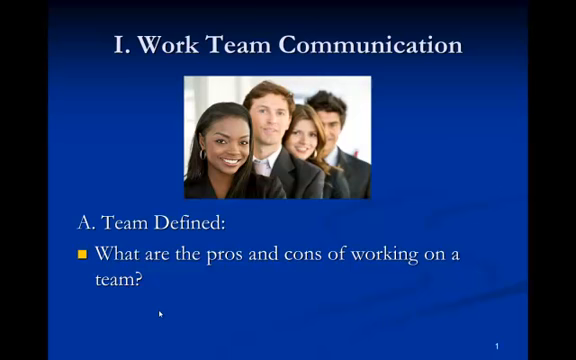Also another pro is that you can divide up the work. Instead of having to pass out 100 surveys all by yourself, if you have a group of 5, you can each take 20 and get so much more accomplished in a shorter period of time.